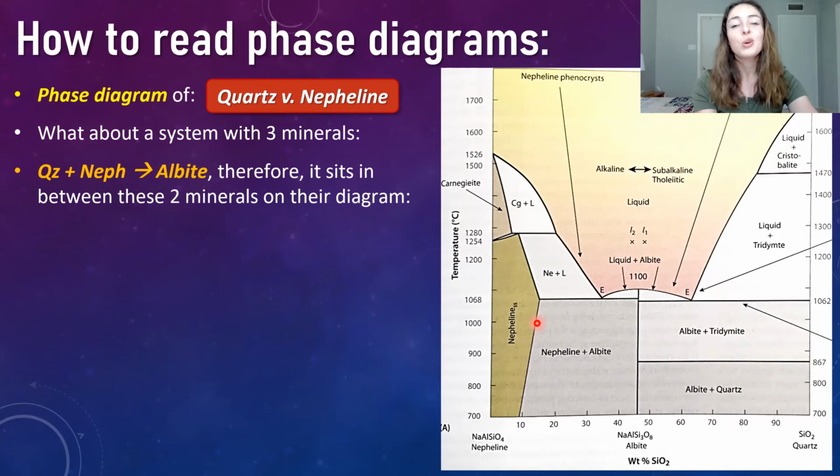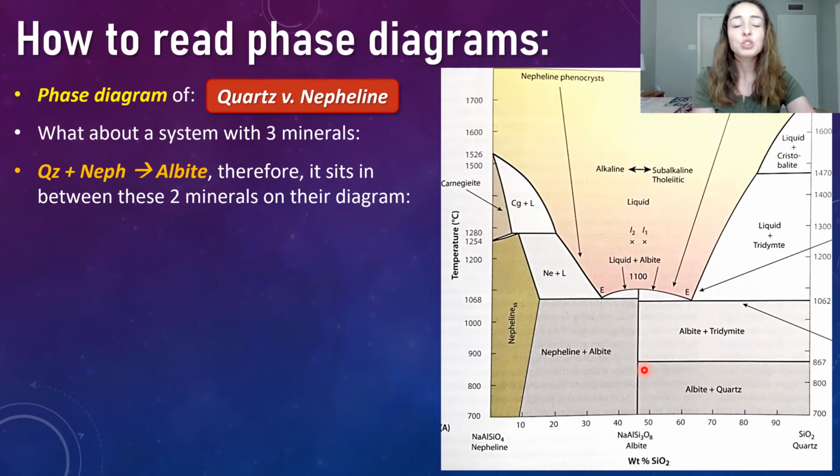Now let's move on to the quartz and nepheline diagram. I remember learning this in Igneous Petrology, and everybody is always asking, why can't quartz and nepheline form together? Well, it's pretty simple. Quartz and nepheline can react in a chemical reaction to form albite. For this reason, albite forms in between them on their phase diagram. It basically breaks the two up.